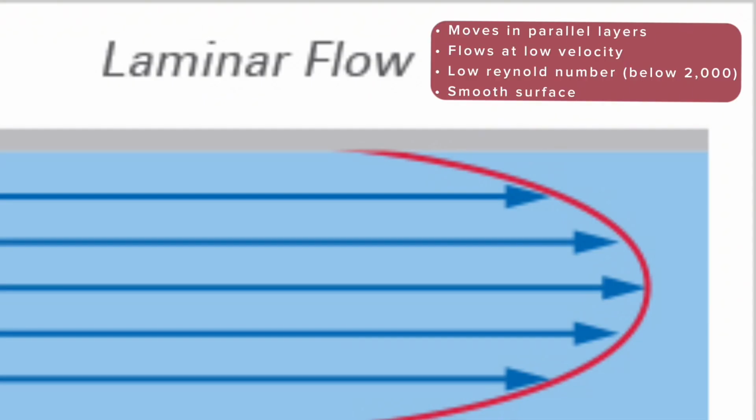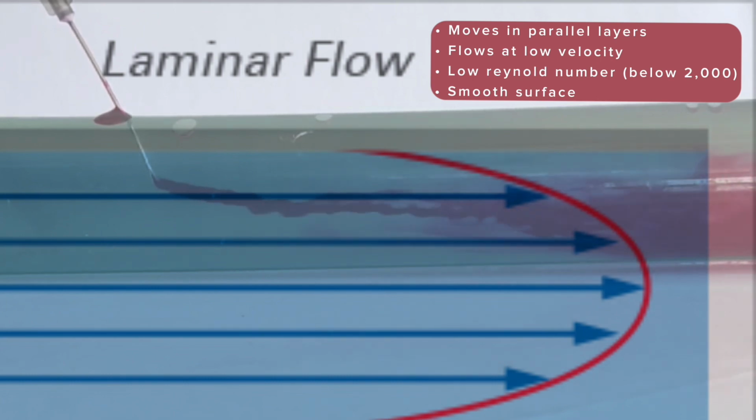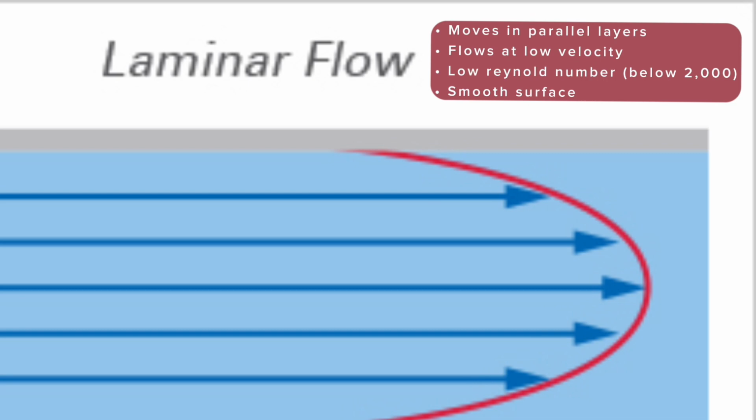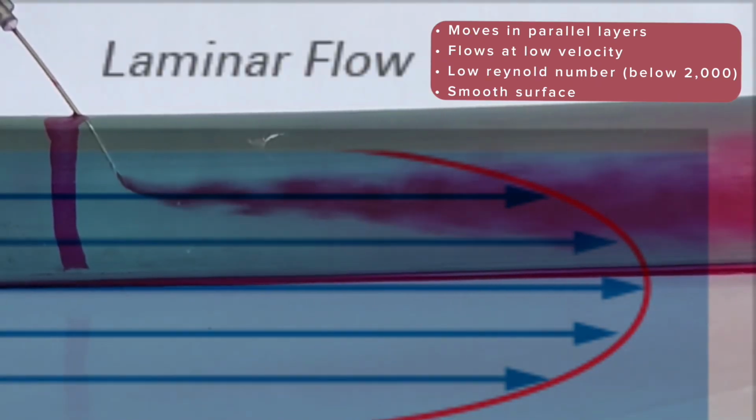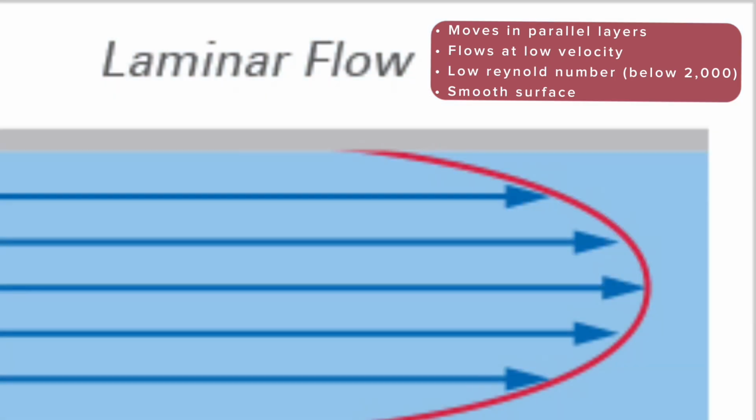Laminar flow refers to particles moving in parallel layers without mixing or forming turbulent eddies. It flows at low velocity with low Reynolds number, generally below 2000. Usually, laminar flow flows on a smooth surface.